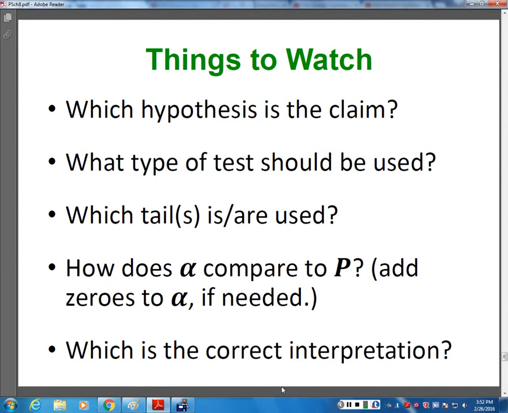Which tails are used? Is it a left-tailed test, a right-tailed test, or two-tailed? Be sure that you correctly enter which tail in the calculator. How does alpha compare to p? Is alpha bigger or is p bigger? Add zeros to the end of alpha if you need to. That will not change the value of a decimal number to add zeros to the right-hand side of it. And then which is the correct interpretation?